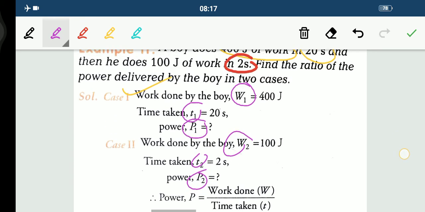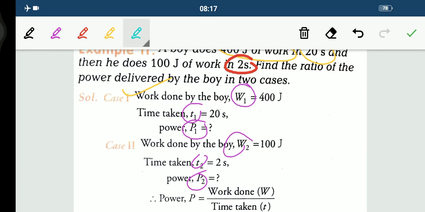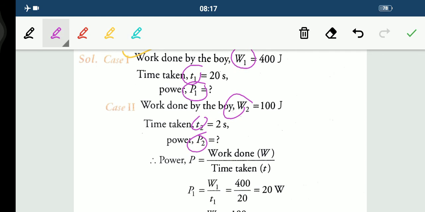Fine. So now what we are going to do here: time is given, power is not given, and work done is given in the first case. Similarly, when we talk about the second case, W2 is given, T2 is given and P2 is not given. Fine. So we just have to apply the formula, and the formula is power is equal to work done upon time. Okay? Now what you need to do is divide both the things.